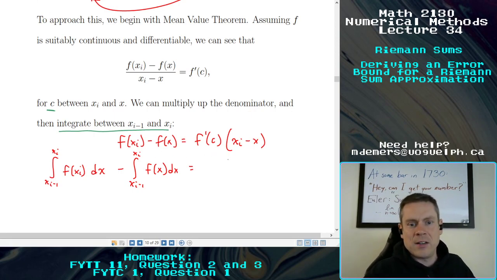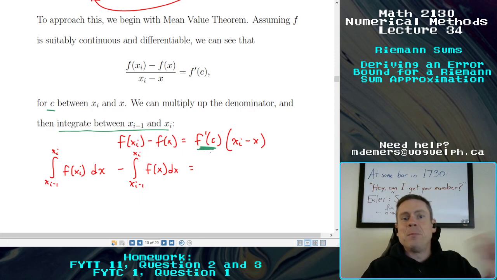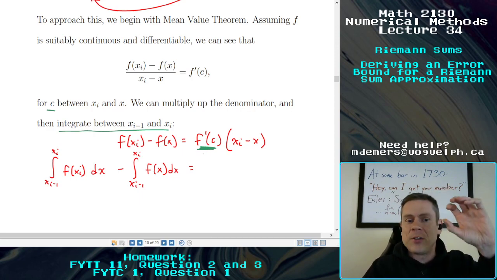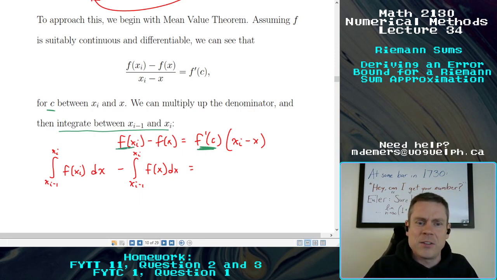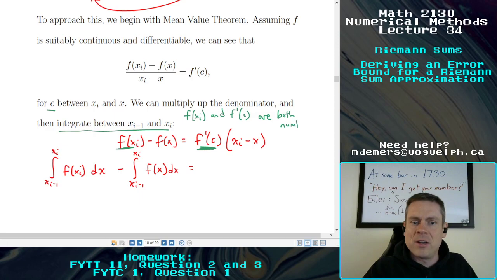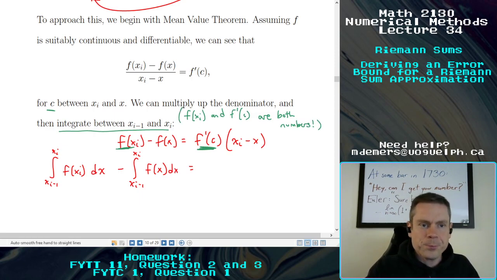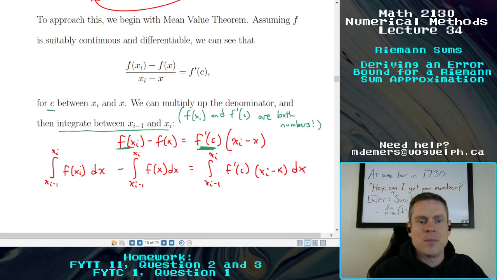Before I write down the rest of this, it's going to be f prime of c. c is some specific number between x_i and x, whatever it is. So if it's a number, that means it can float outside the integral. Of course, I could have done the same thing here. This is just a number too. So f(x_i) and f prime of c are both numbers, and it's important to bear in mind as we go forward. That's going to let me write this down in a pretty simple way and float this outside on the next step. So I'm going to write it down like this: f prime of c times (x_i minus x) dx.